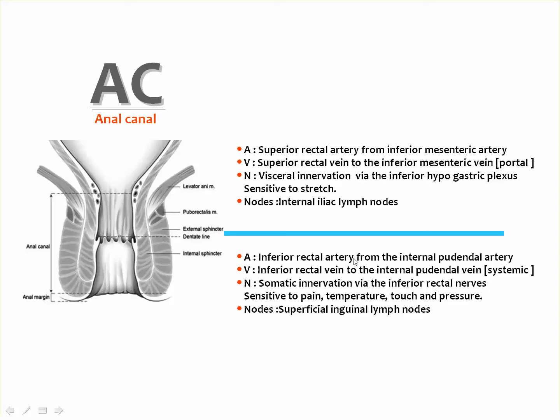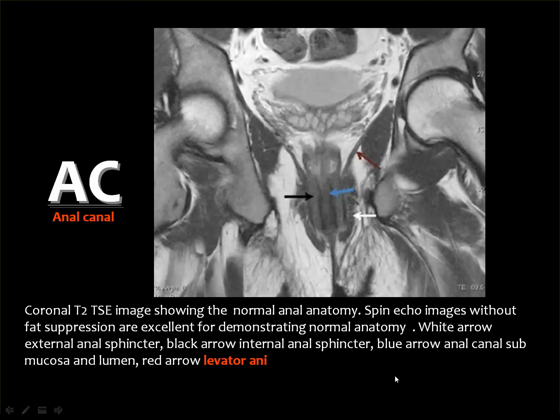inferior rectal artery, which is a branch from the internal pudendal artery. The venous drainage is to the inferior rectal vein, which drains to the internal pudendal vein, a systemic venous drainage. The nerve supply is somatic innervation from the inferior rectal nerve, which is sensitive to pain, temperature, touch, and pressure. And the lymphatic drainage goes to the superficial inguinal lymph nodes.